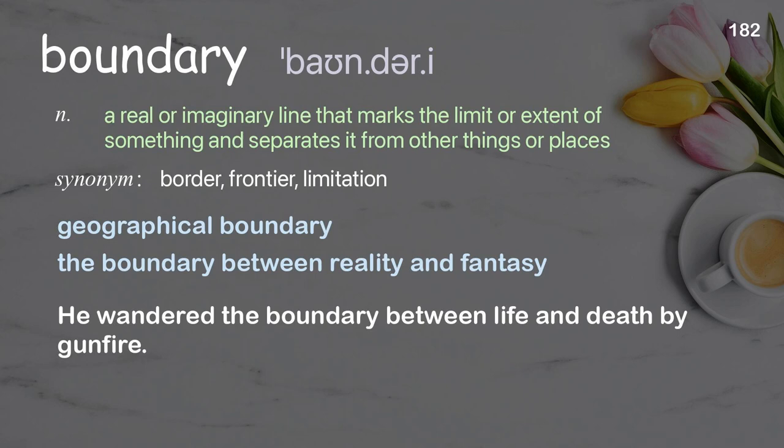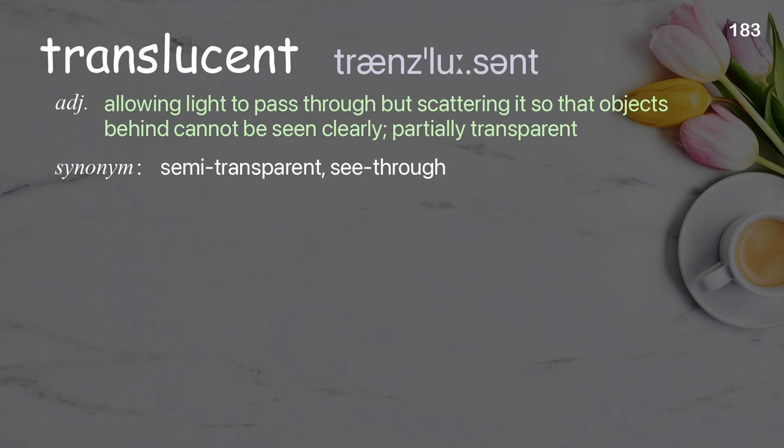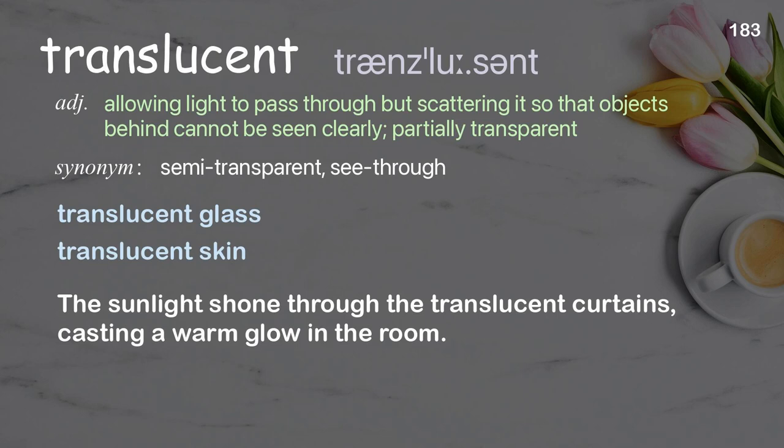Translucent. Allowing light to pass through, but scattering it so that objects behind cannot be seen clearly, partially transparent. Examples: translucent glass. Translucent skin. The sunlight shone through the translucent curtains, casting a warm glow in the room.